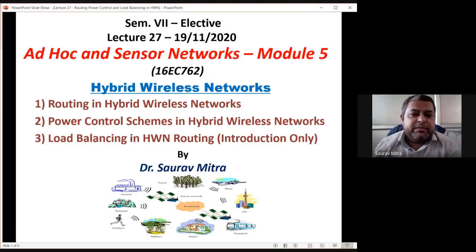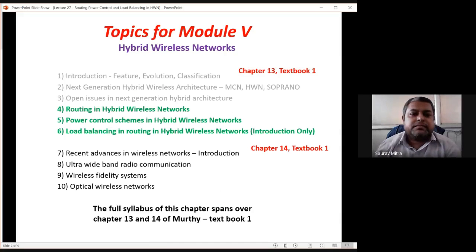Module 5 is about hybrid wireless network. It is actually a combination of cellular network as well as ad hoc network. So in that case, the initial lecture was about the introduction of hybrid wireless network. And then yesterday, what we had seen was what are the three main architectures of hybrid wireless networks. So they were MCN, HWN, and Soprano.